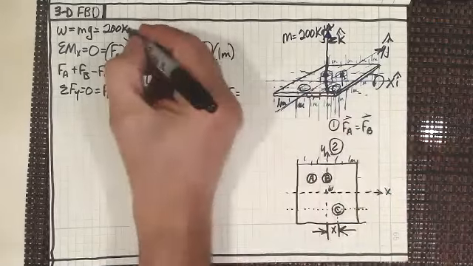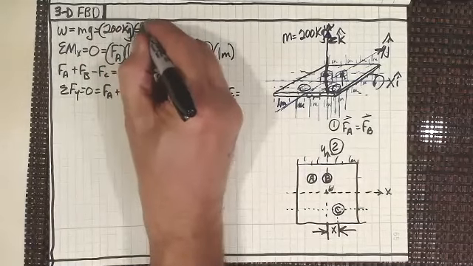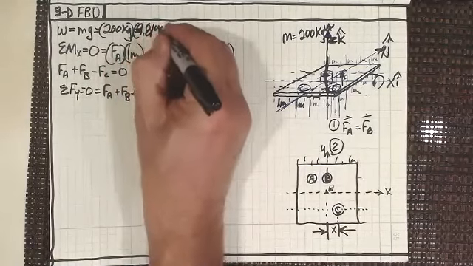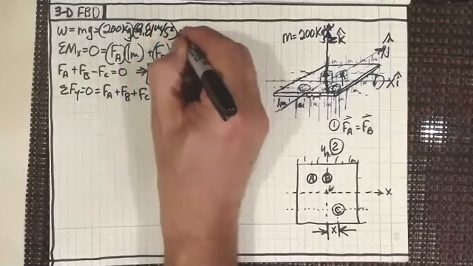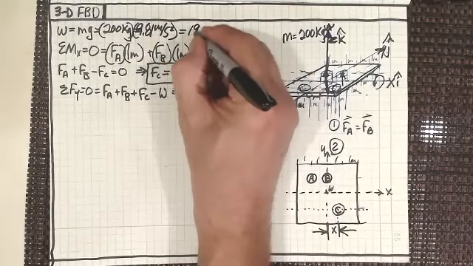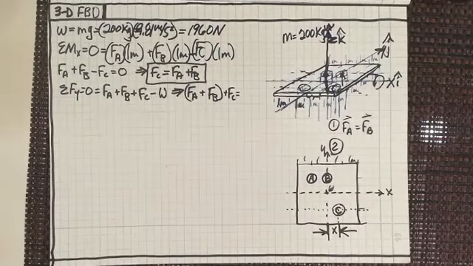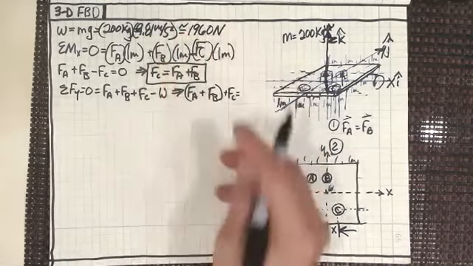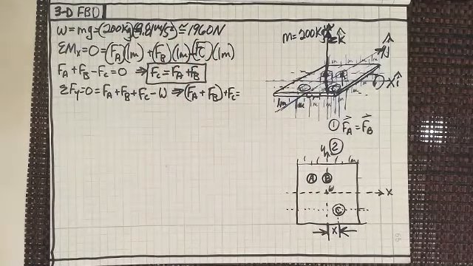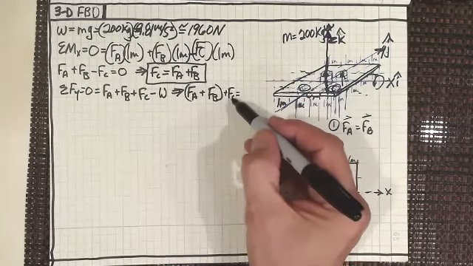But we know what W is because W we figured out 200 kilograms, times 9.81 meters per second squared gives us 1960 newtons. All right, actually 1962, is it? I don't know. I'm going to say approximately equals 1960 newtons. All right, so we know that, but we also know something here too, don't we?